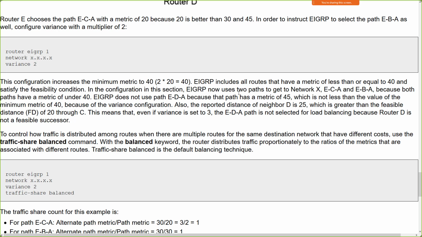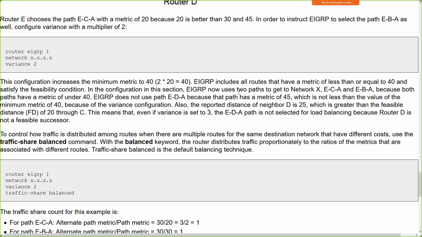All right, so by applying a variance of 2, we take the best metric, multiply that times 2, which is 40. Now we're going to include all the routes that have a metric of less than or equal to 40 and consider them, that meet the feasibility condition, that's very important, and consider them equal cost. So we have now 2 paths to get to network X.